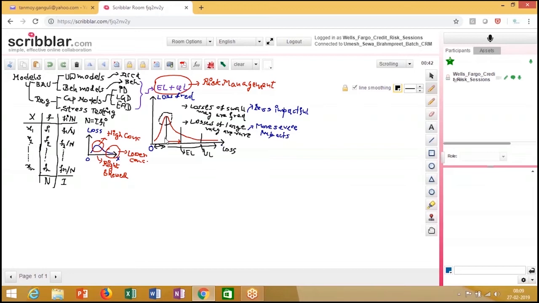Before I move on, let's first understand what an expected loss is. I say that an expected loss is nothing but an average loss. Why so? Let's look into this frequency table that we had constructed. Now, if I were to define an average to this series, how would I have done it?